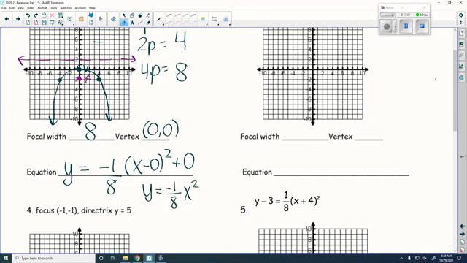Alright, I'm going to give you 2 minutes on the next one. The next one, the vertex is not at the origin. So 2 minutes, try and work it out with the people at your table, and then we'll go over it.